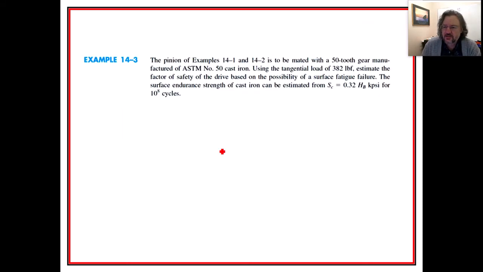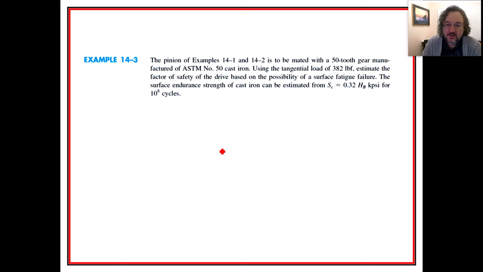And let's do an example here. We'll go over example 14.3 in the book. So we have a pinion. This is the same one that we had for examples 14.1 and 14.2. Now we're going to say that it's mated with a 50-tooth gear, and it's made out of ASTM number 50 cast iron. So the other one was made out of steel, and now this one is made out of cast iron.